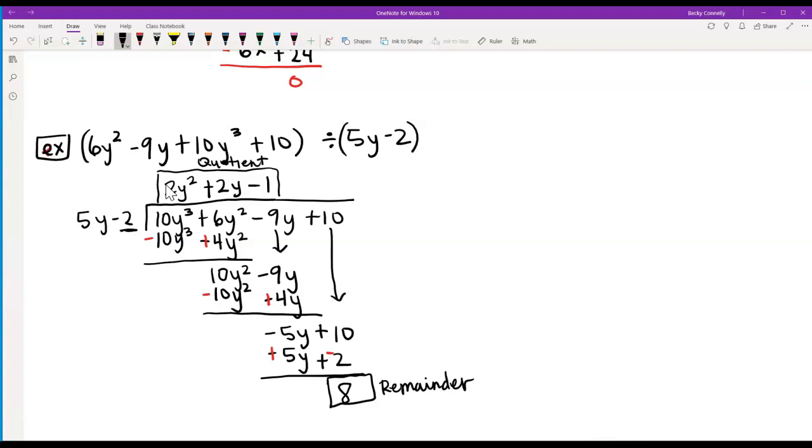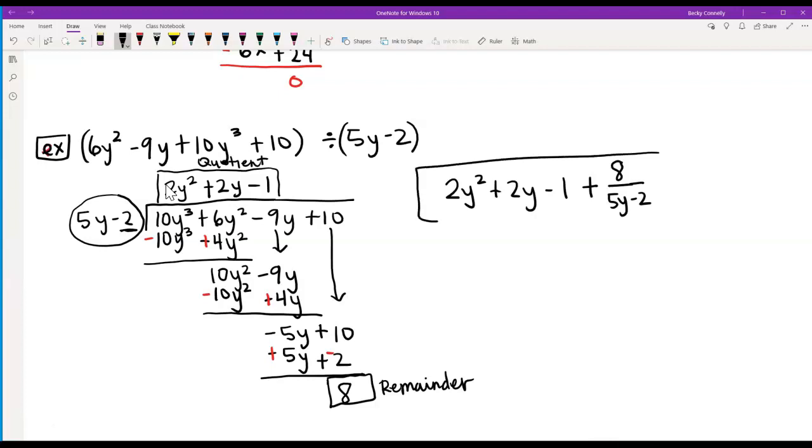But the other way that it might ask you to write it is in polynomial form, where we take our quotient and then do plus the remainder divided by what we were dividing by before. So 8 over 5y minus 2. So it might ask for it in this form also on your homework, where it says do the quotient plus the remainder over the divisor. Okay?